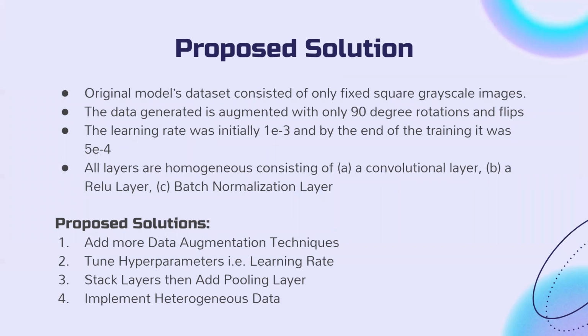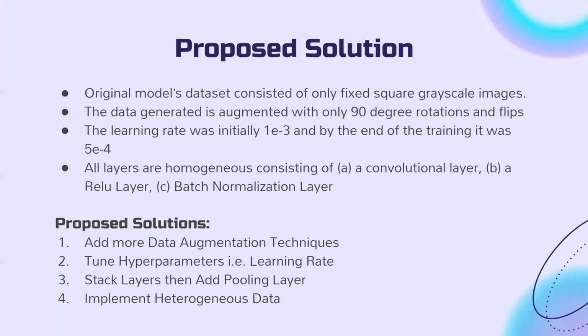So we identified several characteristics for which we wanted to propose solutions, including that the dataset only consisted of fixed square grayscale images. It was also augmented with only 90 degree rotations and flips, which we want to enhance and maybe add more techniques. The learning rate was initially 1e-3, and by the end it was only 0.5. The layers were all homogeneous, as mentioned, fixed with a convolutional layer, a ReLU, and a batch normalization layer.